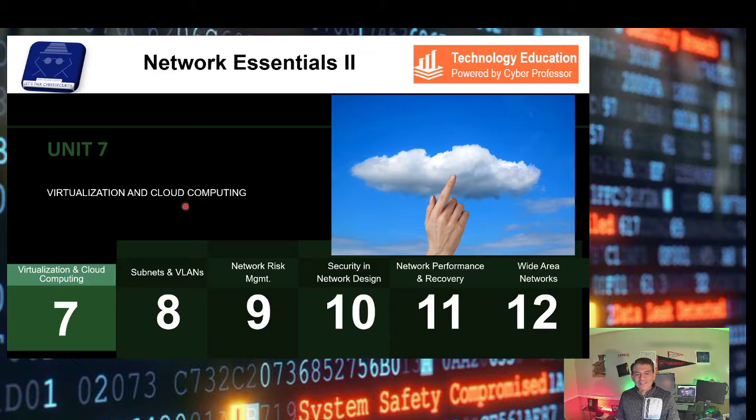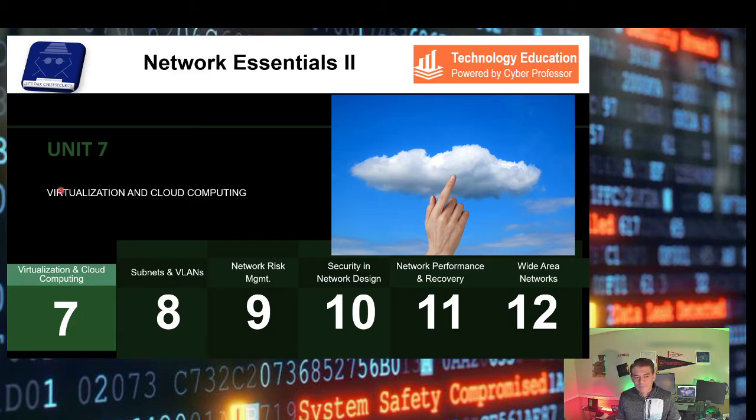Unit 7, Virtualization and Cloud Computing. So here we are going to talk about the way that companies and organizations are moving away from buying the hardware for the different servers that they utilize as part of their information technology infrastructure. So instead of spending money buying the hardware to build a server, what they are doing is they are virtualizing those servers and also utilizing cloud computing if they want to outsource the virtualization of those servers.